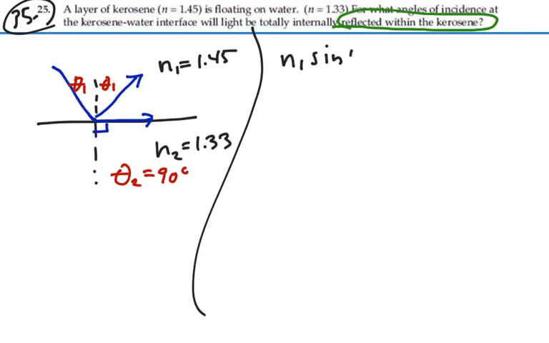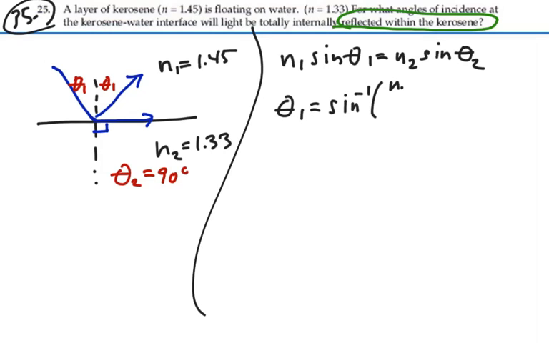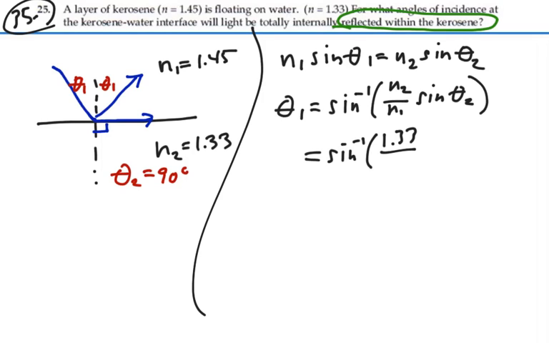N1 sine theta 1 should equal N2 sine theta 2. We want to solve this for theta 1. So theta 1 is the inverse sine of N2 divided by N1 sine theta 2. That's going to be the inverse sine of the water over the kerosene, 1.45, sine, and then our refracted angle is 90 degrees as we're looking at it.